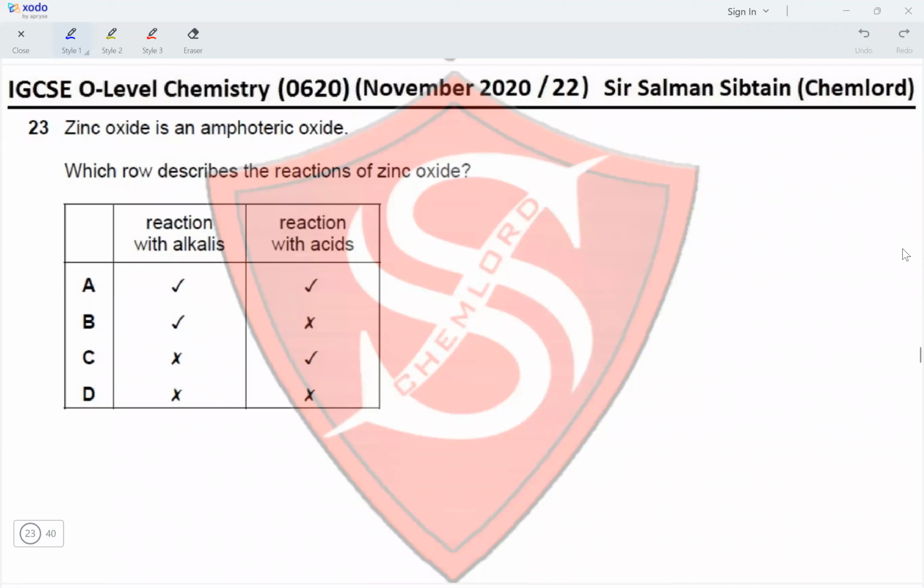Question 23. Zinc oxide is an amphoteric oxide. Which row describes the reactions of zinc oxide? Reaction with alkali? Yes, it will react. So this eliminates options C and D. And reaction with acid? It will react, eliminating option B and making option A the correct option for this question. Amphoteric oxides are oxides that would react with both acids and bases. So option A has zinc oxide reacting with both alkali as well as acid. So option A is correct.